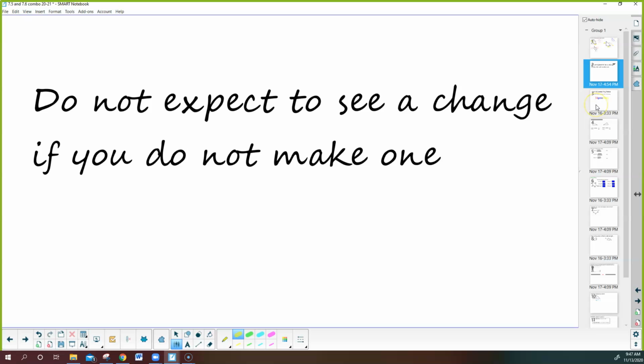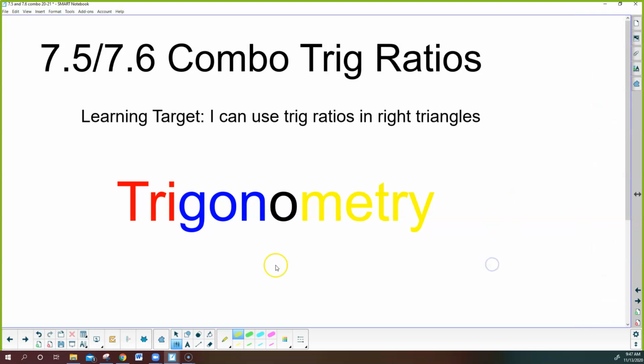Okay, do not expect to see a change if you do not make one. I like that quote.